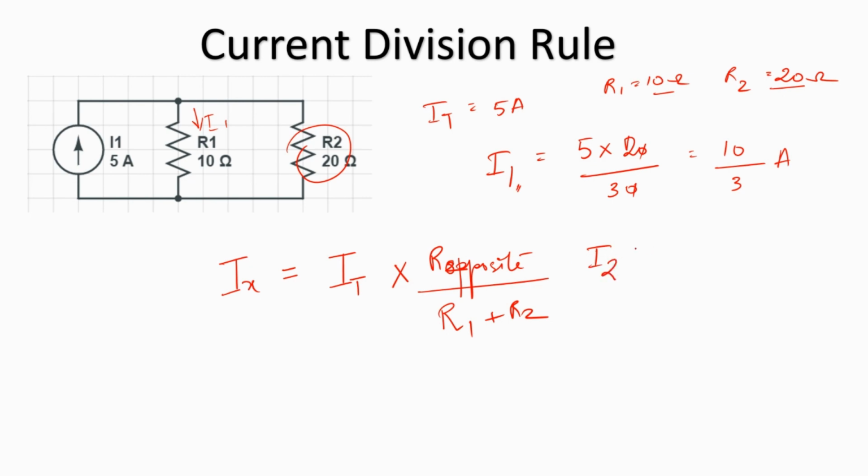Then what about I2? There are two ways of finding it. See, because this is a simple circuit, the total current we know here is 5 amps. So 5 minus I1 will be I2. Or we can apply the current division rule again and say 5 into opposite resistance, this time 10 ohms, because we need to find out I2. So the opposite resistance is R1, divided by the sum of resistances. So this is nothing but 5 by 3 amps. So this is the concept of current division rule. I hope you've understood the concept clearly.